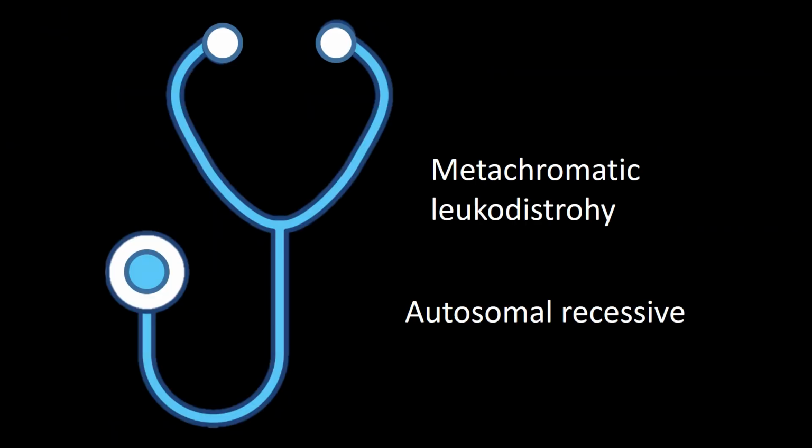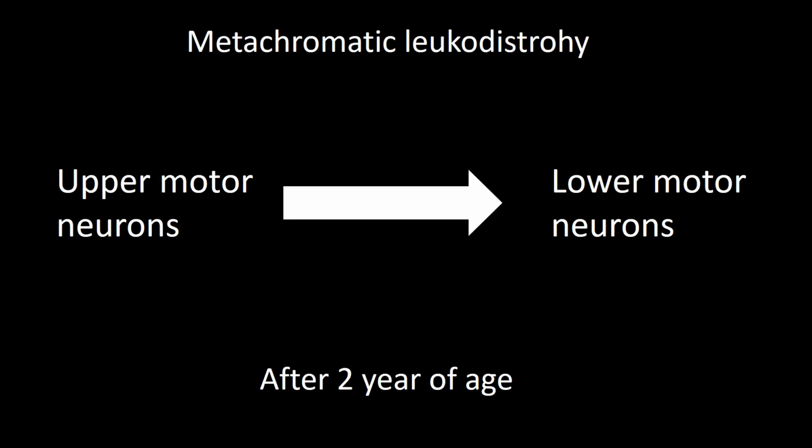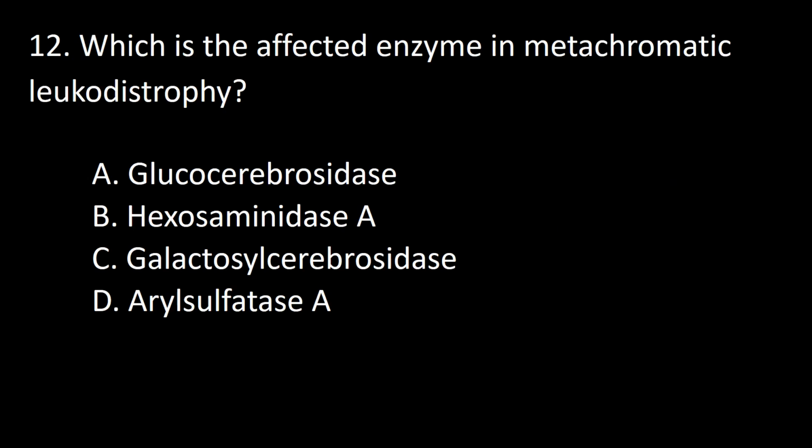Metachromatic leukodystrophy is an autosomal recessive condition manifested by upper motor neuron deficit followed by lower motor neuron deficit. But unlike Krabbe, most of the time, this condition presents after a long period of normal development. So the answer to this question is D.